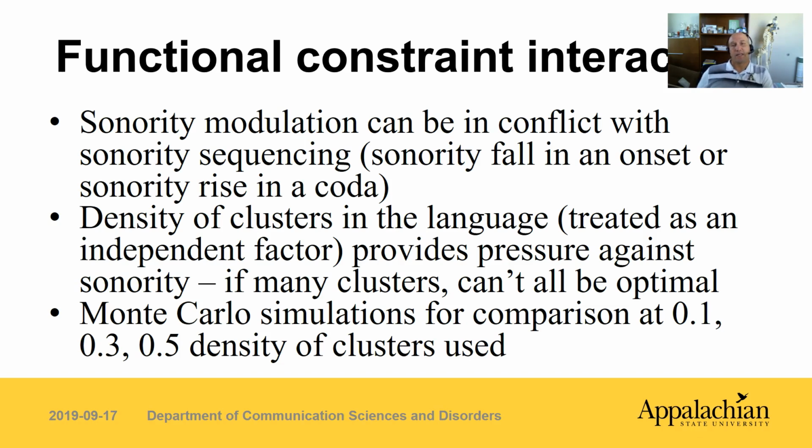Revising this analysis and taking it a little bit further, we have the idea that sonority modulation can be in conflict with sonority sequencing, where a sonority fall in an onset is not a good thing from sequencing, but is useful for sonority modulation. We also potentially have an interaction with the density of clusters in the language. If we have a lot of clusters in the language, they can't all be optimal clusters, so in order to fill out the space of clusters, non-optimal pairs would have to be used. So I used this concept of the density of clusters as a baseline, doing Monte Carlo simulations for comparisons with 10%, 30%, and 50% of the clusters used.